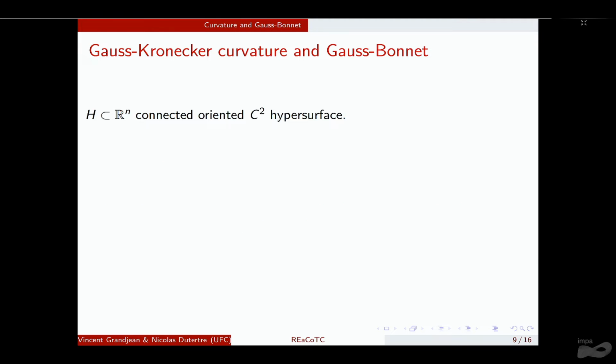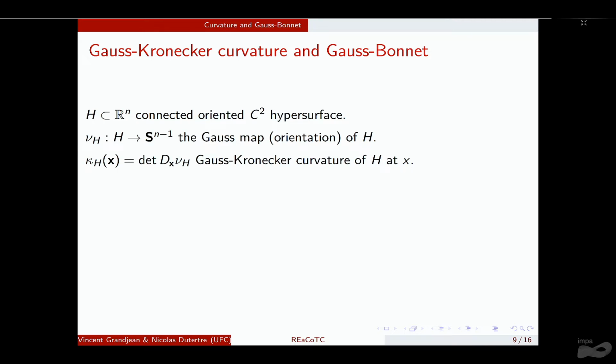So now, okay. I've spoken of the Euler characteristic. If we think about Euler characteristic and we think about the real world, we're going to think about the Gauss-Bonnet formula. So I pick a hypersurface H which is connected, oriented. So nu H is going to be the Gauss map, that is the orientation. Kappa H of x will be the Gauss-Kronecker curvature at x of H. And kappa of H, that is the integral over H of this Gauss-Kronecker curvature, will be the total curvature of H, if it exists. It may not exist. Maybe infinite.